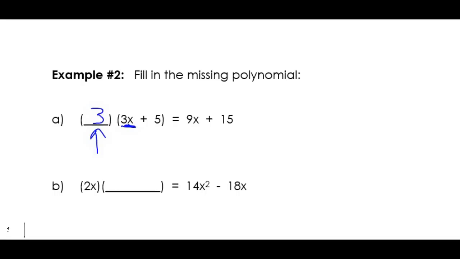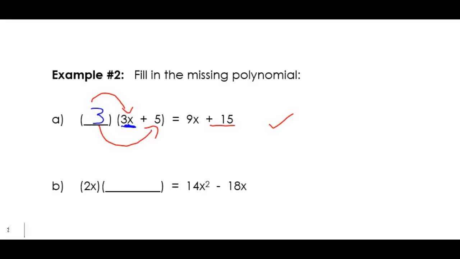Now, to make sure that I've done this properly, I'm going to go ahead and make sure that that 3 out in front makes sense for all the terms in the second binomial. Okay, so let's see. Well, is 3 times positive 5 in fact positive 15? Yes, it is. And so that tells me that putting a 3 as my missing polynomial was the right choice. Let's look at the second example. This is a little bit more complicated.